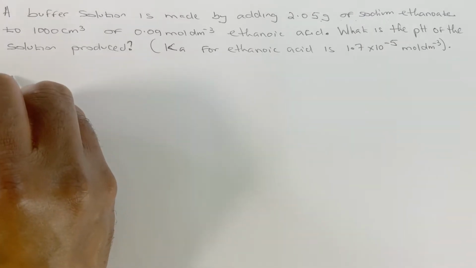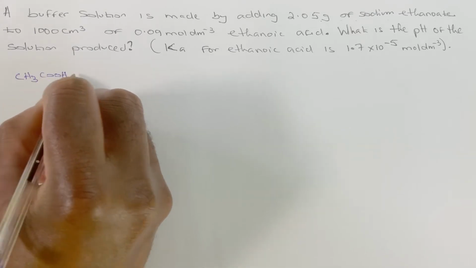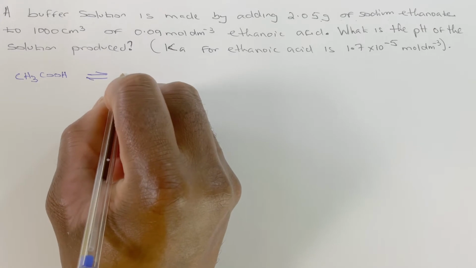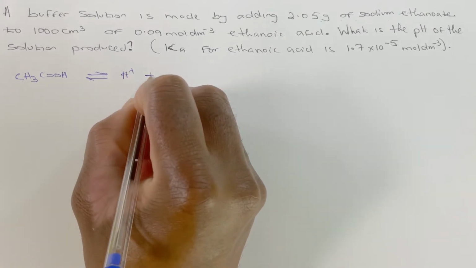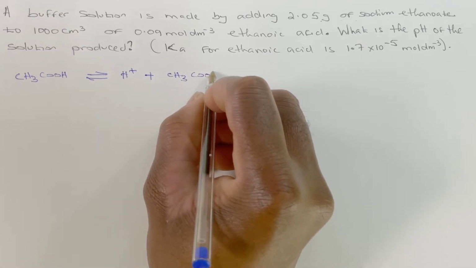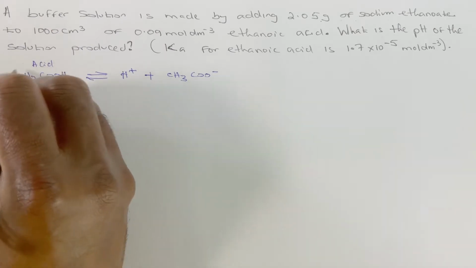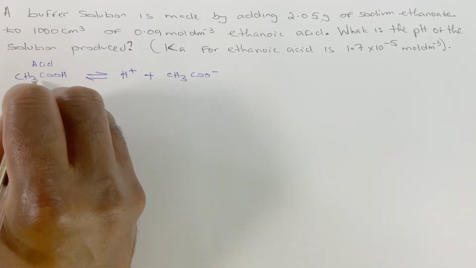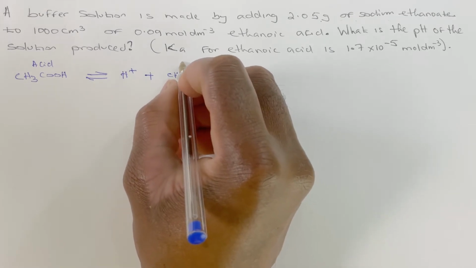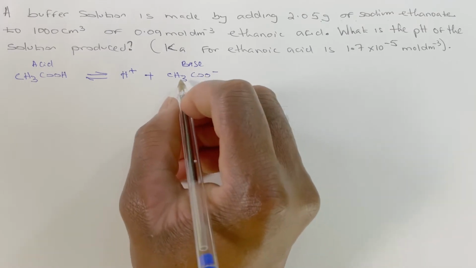So the buffer solution now is CH3COOH, and then you've got the H+ and CH3COO−. This is the acid. This is a weak acid, but a large reservoir of weak acid. And this is a strong base. That's the base, a large reservoir of the base.